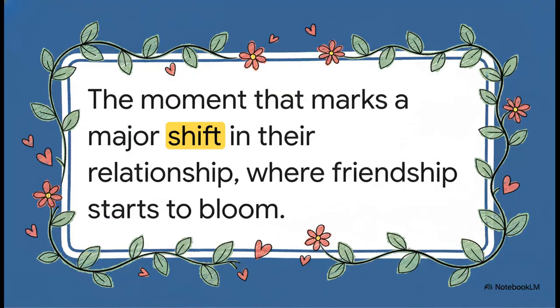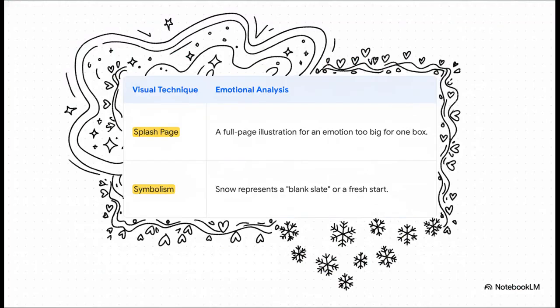Next up, we've got the snow day. This is a huge turning point where you can really feel their friendship starting to tip over into something more. And boom, we get a splash page. It's a full-page drawing that completely breaks the normal grid. The artist is showing us that this feeling of joy is just too big to be contained in a little box. And the snow itself, well, it's a symbol, right? It's a fresh start, a clean slate for whatever their relationship is about to become.